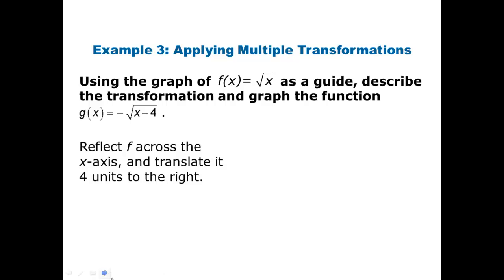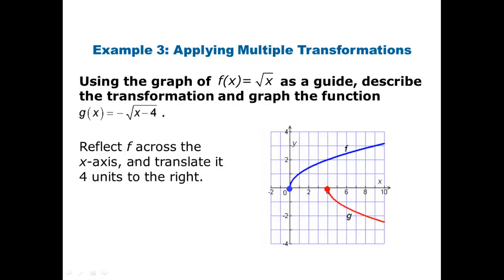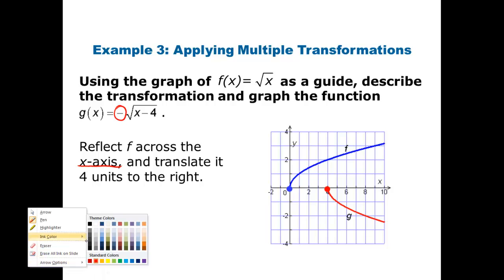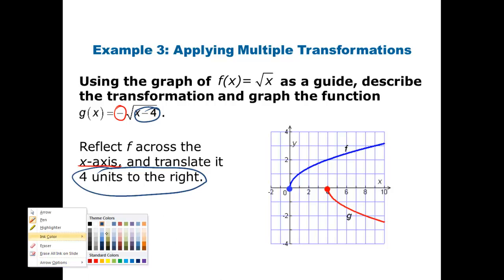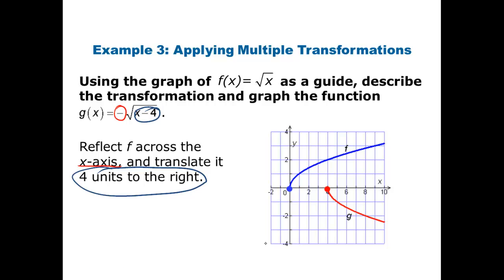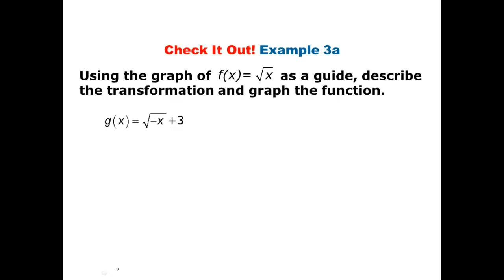Okay, so we should have a reflection across the x-axis, because of the negative sign. Translated 4 units to the right because of the x minus 4. Okay, so take a look at the next example. Hit pause, and when you are ready to check your answer, hit play.